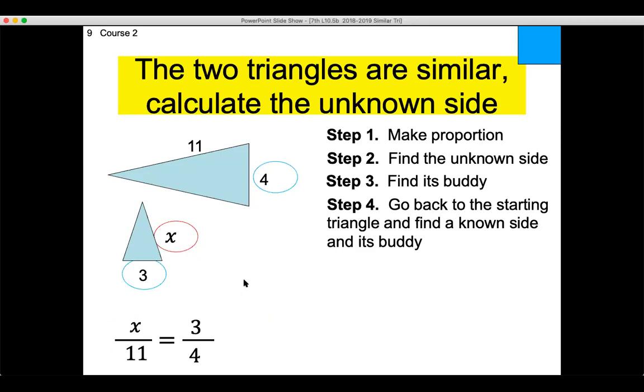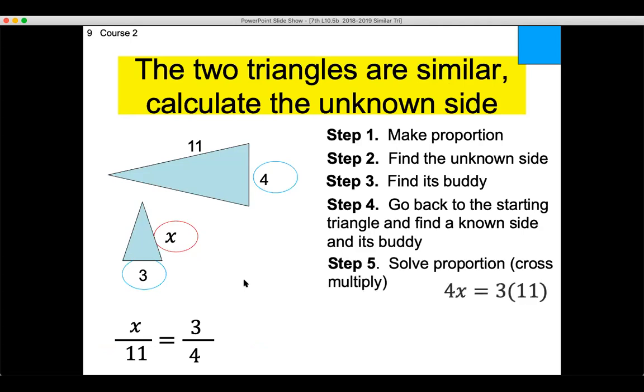Cross multiply: 4 times x is the same as 3 times 11. Ooh, ugly answer. Well, we knew it was going to be ugly because we didn't know what times 3 is 4. So we knew it was going to be an ugly fraction. So 33/4. If you change that to a decimal, it's 8.25.